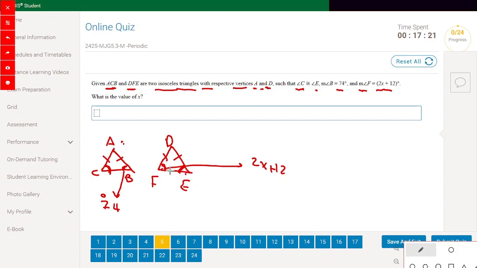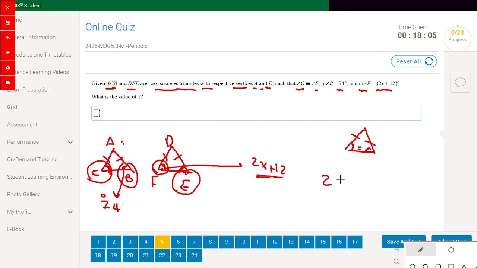Here, when you say respective vertex and isosceles, that means these two sides are equal, so these two angles are equal also. And these two triangles are congruent. When the triangle is isosceles, the base angles are equal. Here angle B is 74. So that means angle F is 74 because the two triangles are congruent.